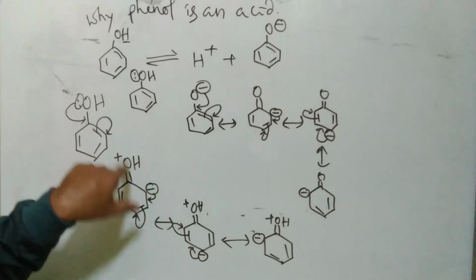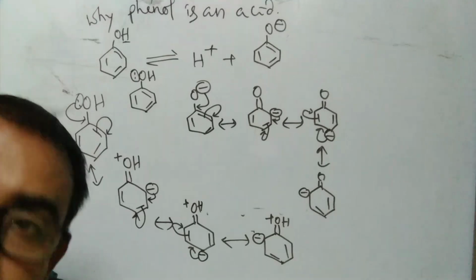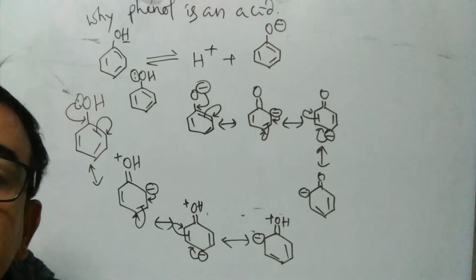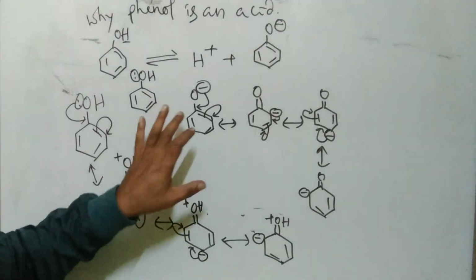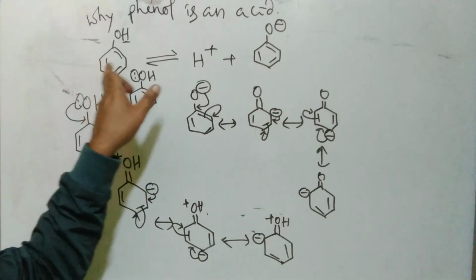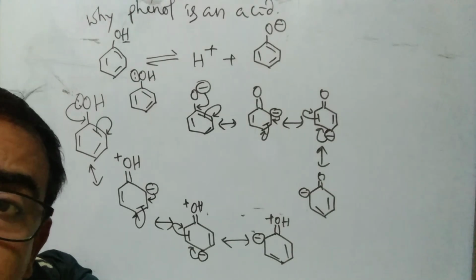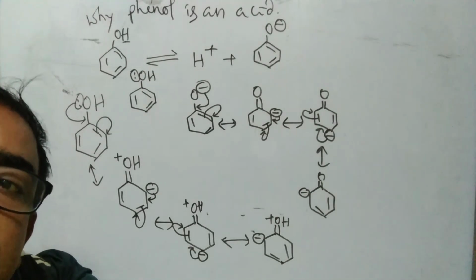Number 1, in all the resonating structures of phenol, a strong electronegative element, oxygen, is carrying a positive charge, and secondly, in all resonating structures of phenol, both positive charge and negative charge coexist. Due to these 2 factors, phenoxide ion is more stable than phenol. That is why phenol easily dissociates into the more stable phenoxide ion, and as a result, H plus ion is released. That's why phenol acts as an acid.